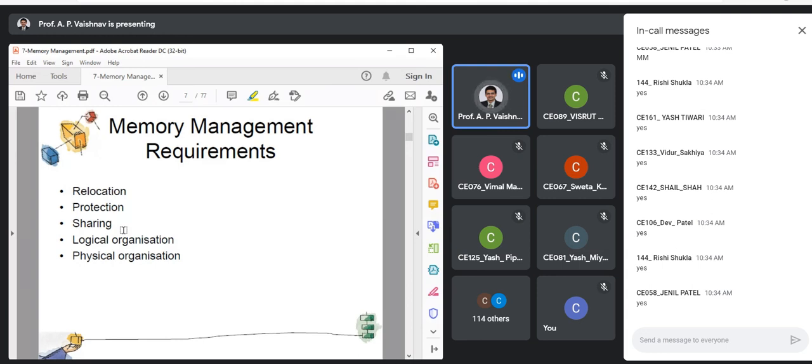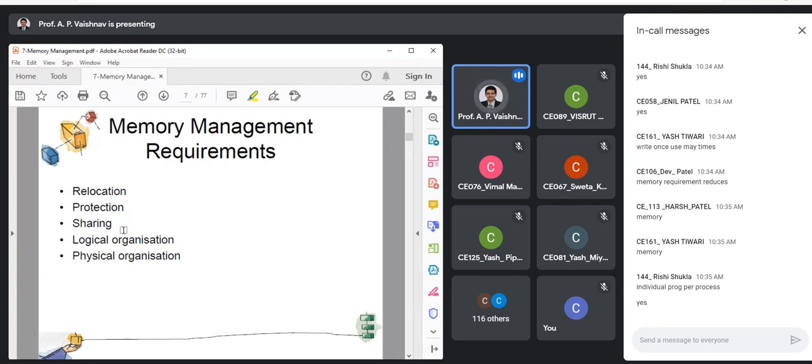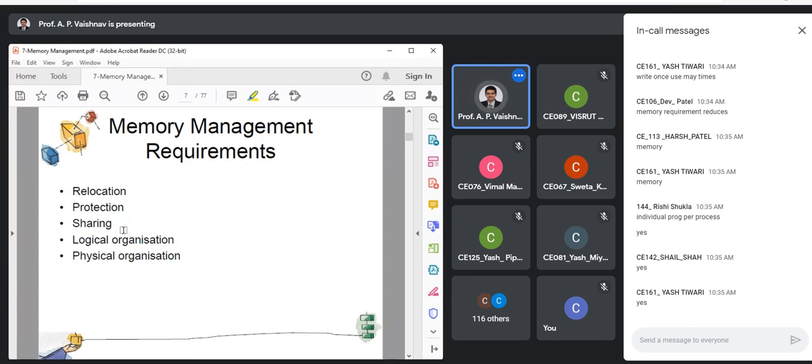What is the benefit of sharing? When you share the same code across two or more processes, you are saving memory. If sharing was not available, you would have to copy the same MS Word code multiple times, and your main memory space would get occupied. So efficiency decreases. That is why sharing is a very important thing.